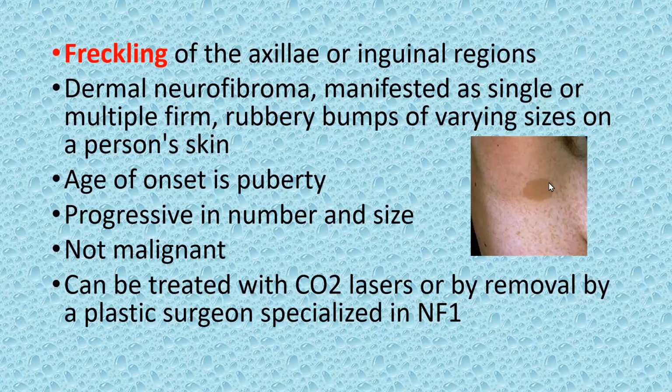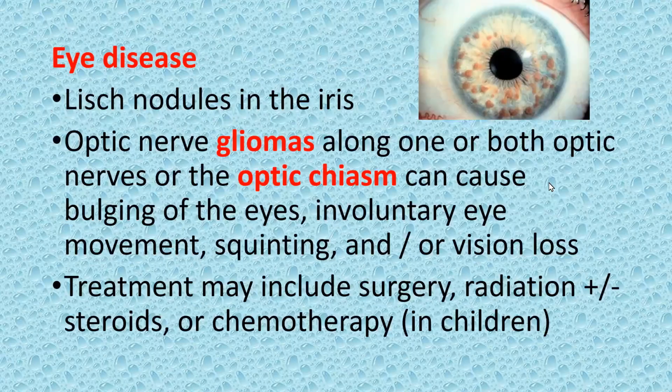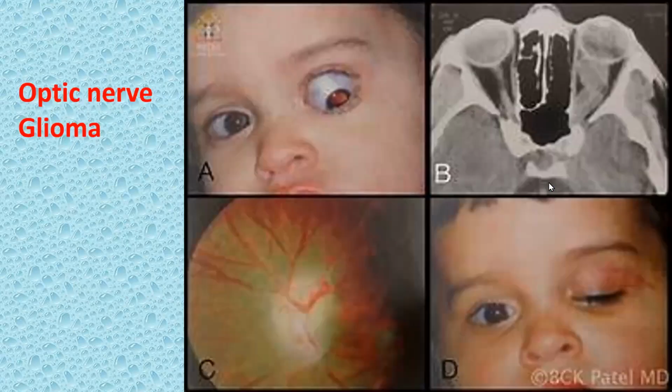The eye disease: you have Lisch nodules in the iris, and optic nerve gliomas along one or both optic nerves, or the optic chiasm, can cause bulging of the eyes, involuntary eye movement, squinting, and/or vision loss. Treatment may include surgery, radiation, steroids, or chemotherapy in children. This child has an optic glioma of the nerve. You can see the whole eyeball is pushed forward.